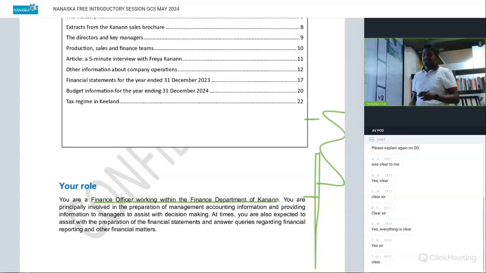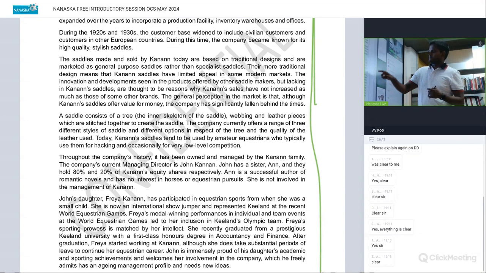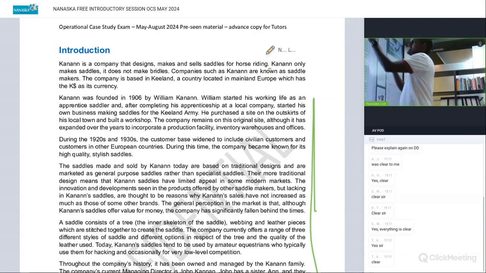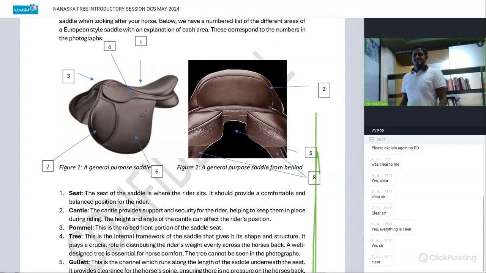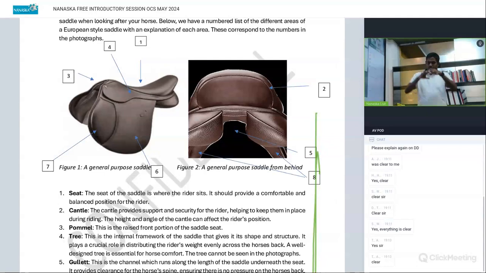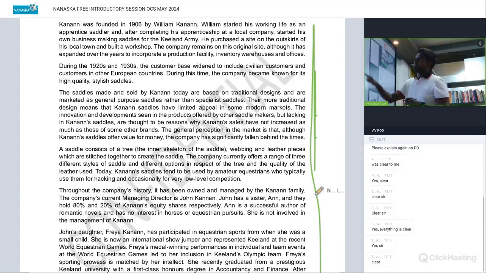Right? So a quick brief on the pre-seen is that the company makes and sells saddles for horse riding. Now, what is a saddle? This is a saddle, right? Basically, what you keep on the horse that facilitates the rider a smooth ride. So, that portion of it is a saddle. What is a bridle? They manufacture only saddles, not bridles, right?